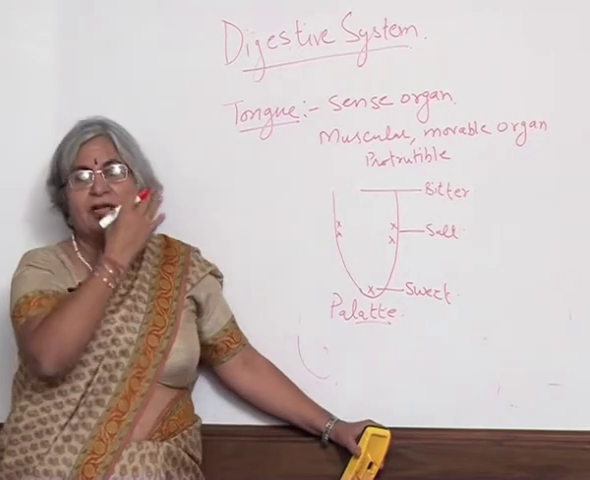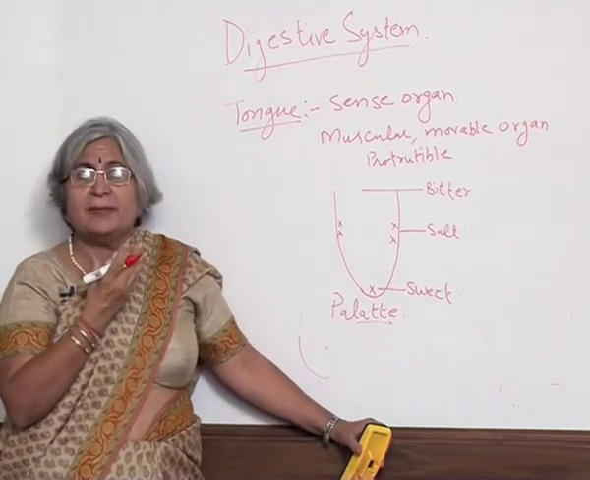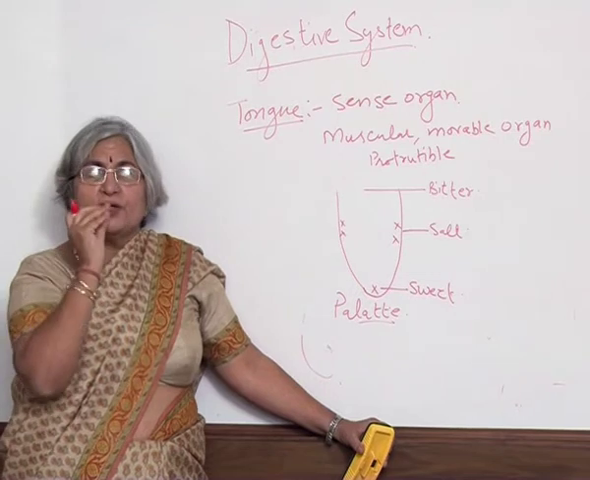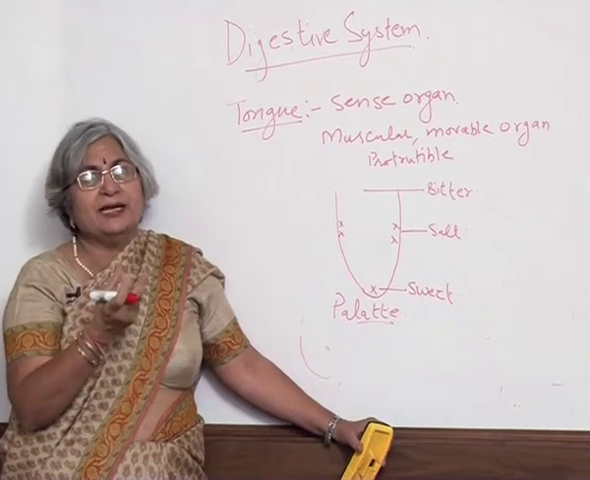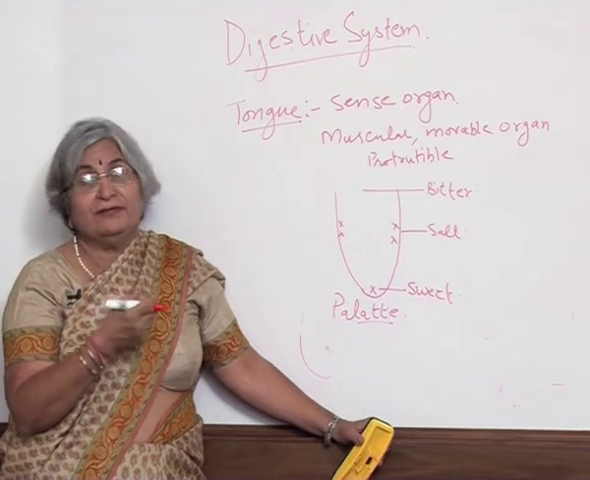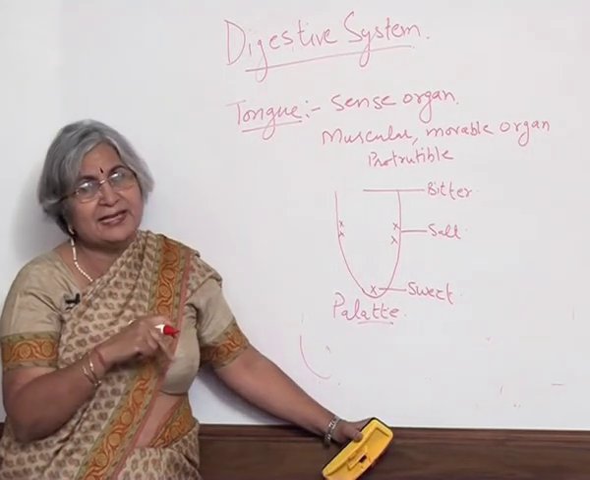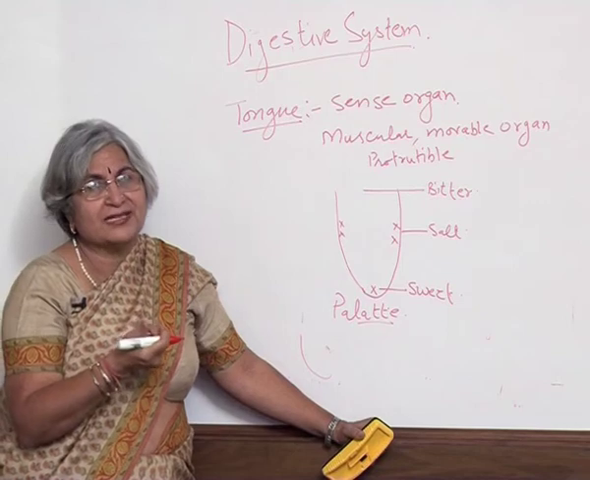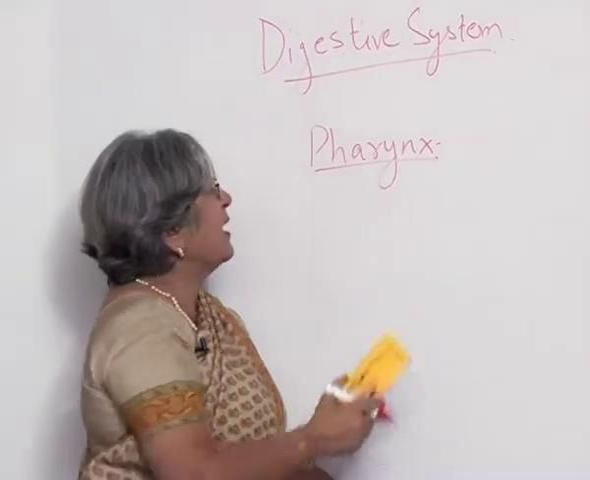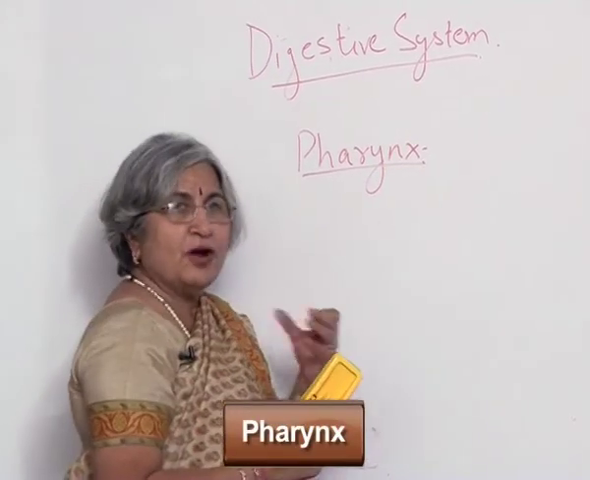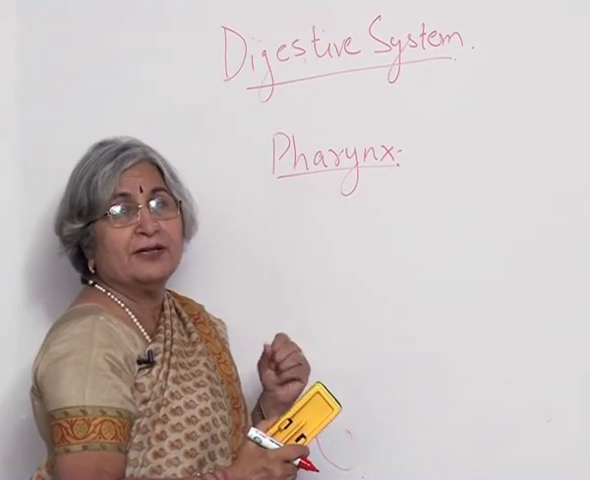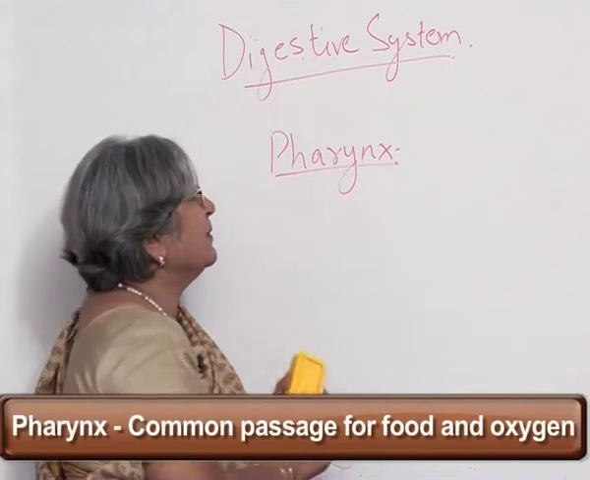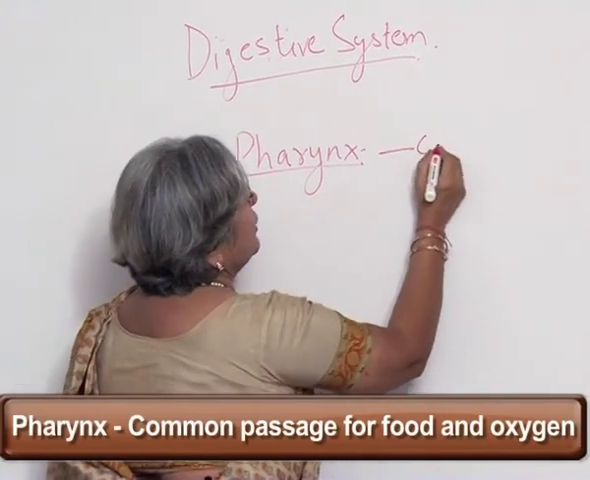So this is about the buccal cavity. So what all happened in buccal cavity? Food was broken down with the help of saliva, changed into tiny balls. From here, where will it go? Let's see. Now what is next? Next part is pharynx. From the buccal cavity, food comes to the pharynx. But pharynx is a common passage for food and oxygen.